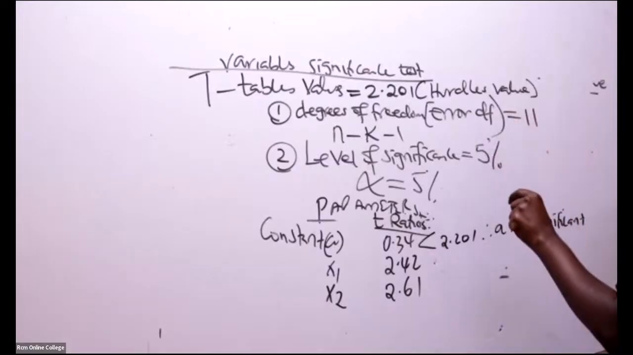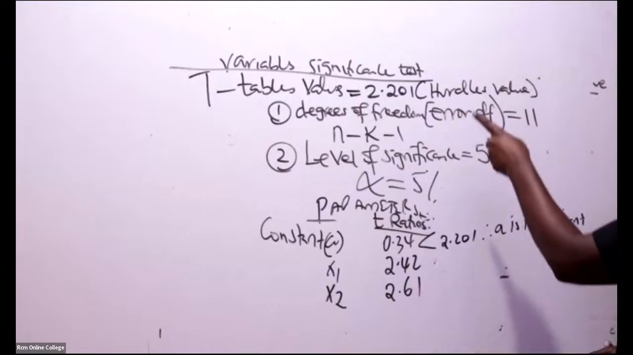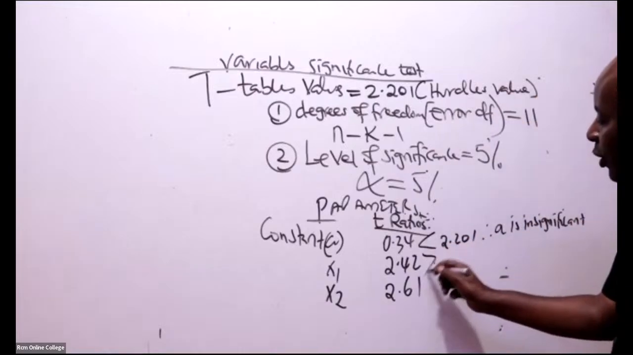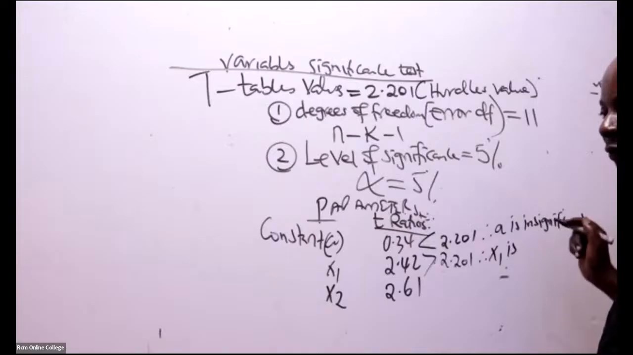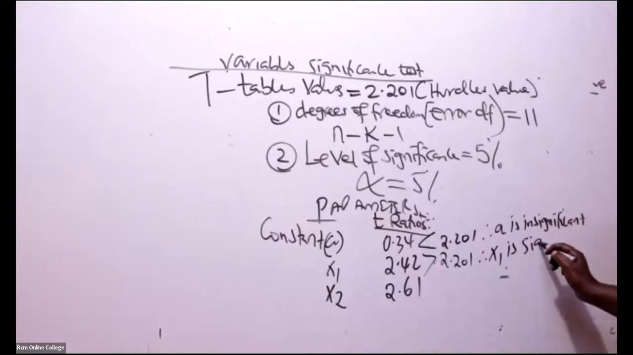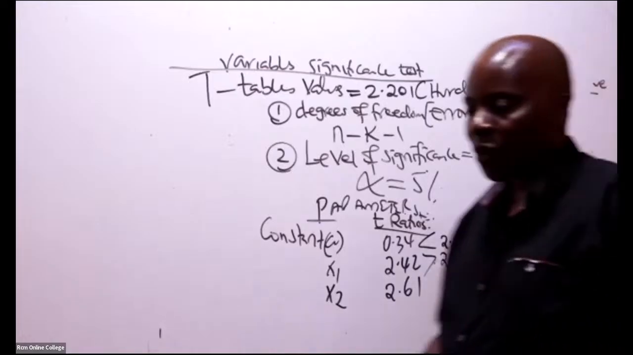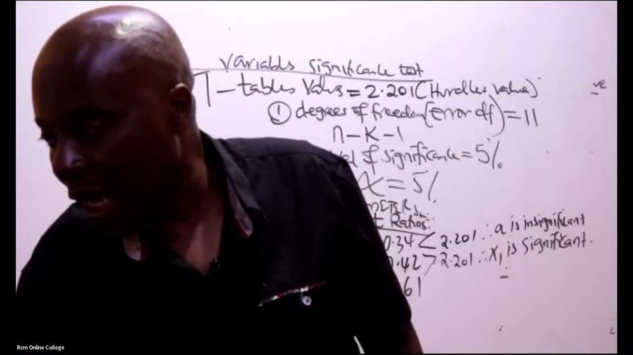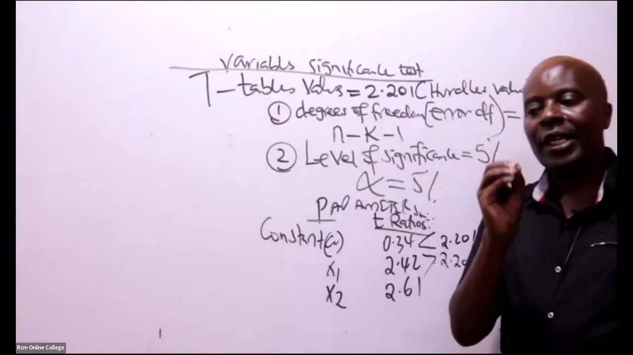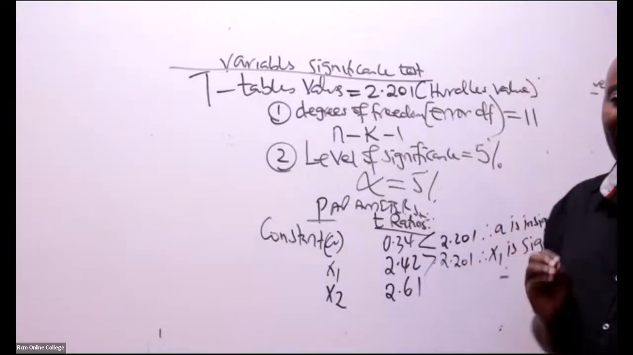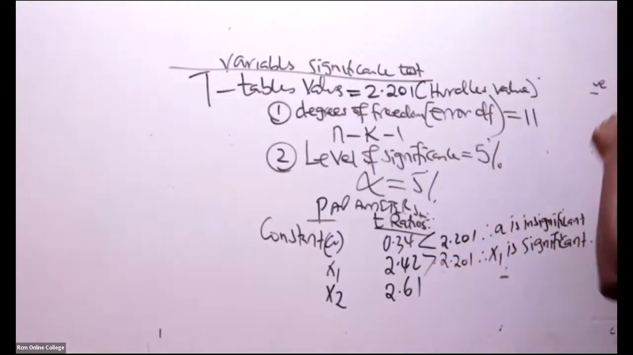But when you look at x1 and x2, these are robust. They are very significant. They are higher than this. So this is more than 2.201, meaning that x1 is significant, because already we were able to get the threshold of significance. The t table is the threshold of significance. You can see 2.42 is bigger than this value.